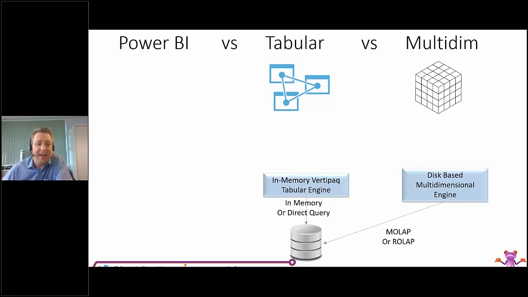And that had 2 modes again: in memory, where it sucked all the data in, compressed it all, and kept it in memory, or the other mode is DirectQuery, where it acts as a semantic layer and passes the query on directly to your underlying data store, SQL Server database, etc.